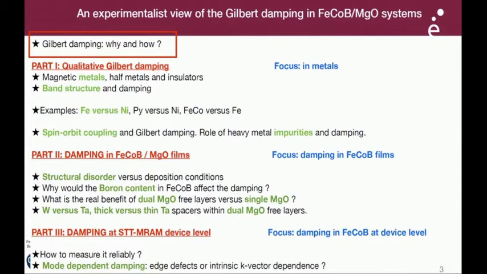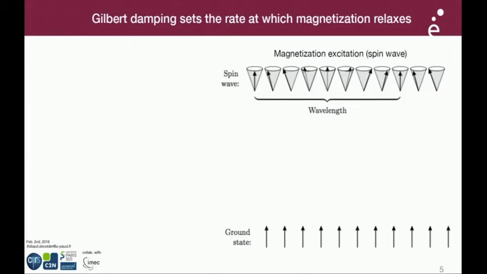My objective today is to describe what I understood in my studies of damping in iron cobalt boron systems. My talk will be divided in three parts. After describing shortly what Gilbert damping is, I'll try to give the qualitative pictures needed to understand this physics. Then, in a second part, I will go specifically to one material system that is very popular in spintronics, which is cobalt iron boron on MgO films. In the last part, I will also study the damping, but describe what we can do at device level.